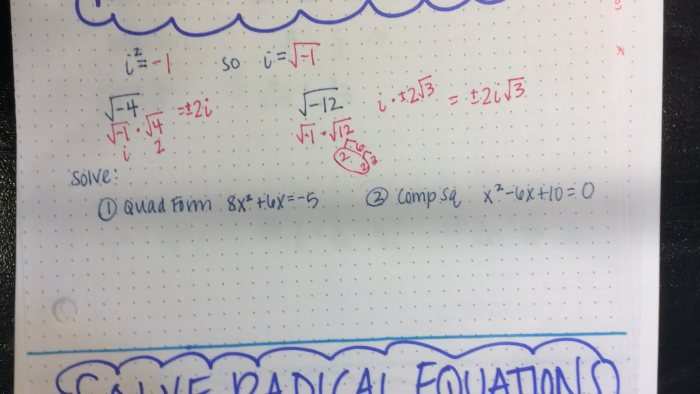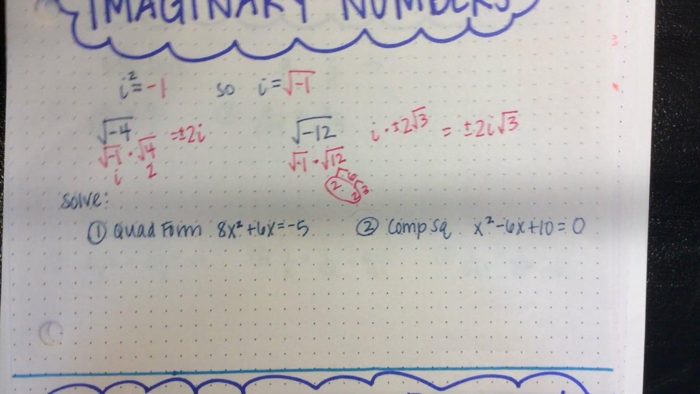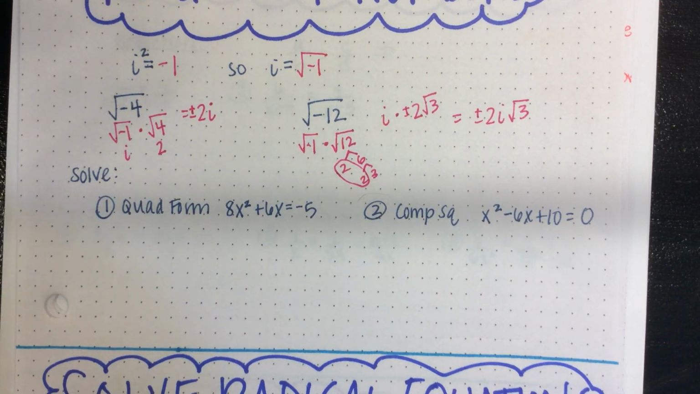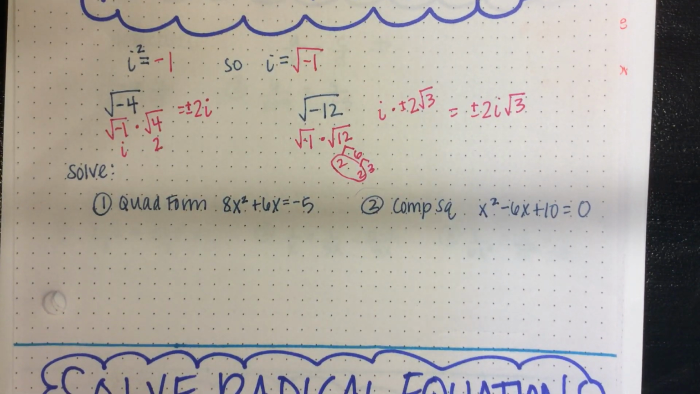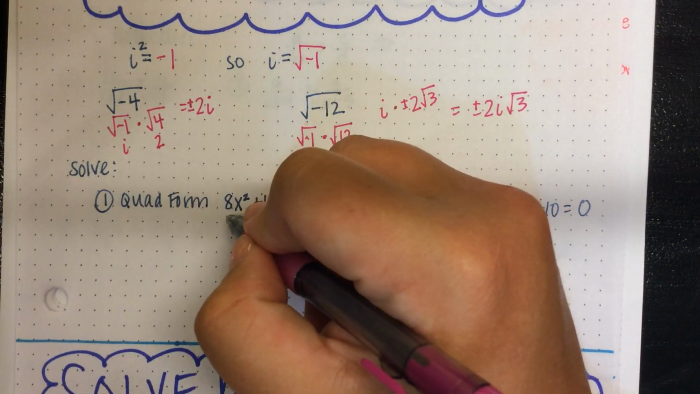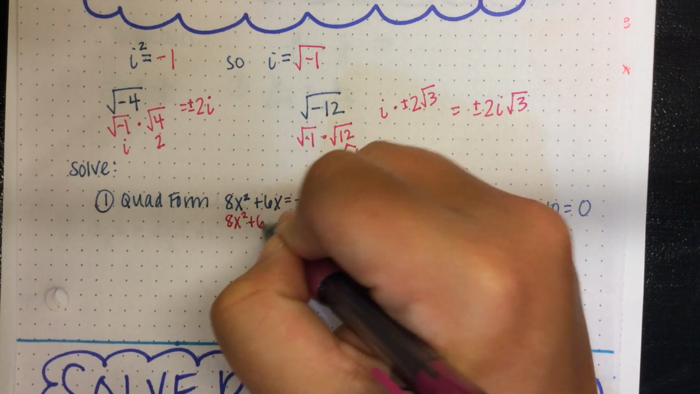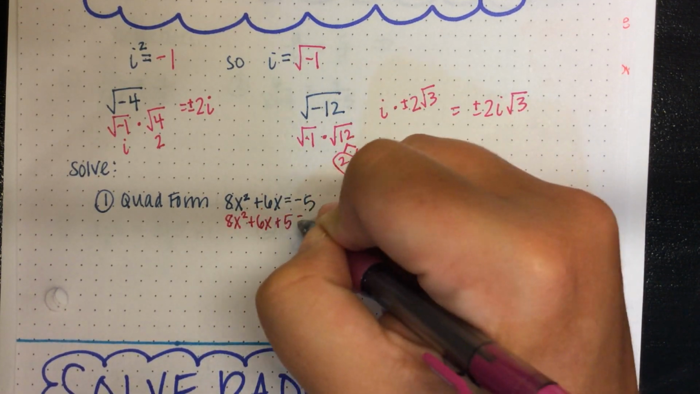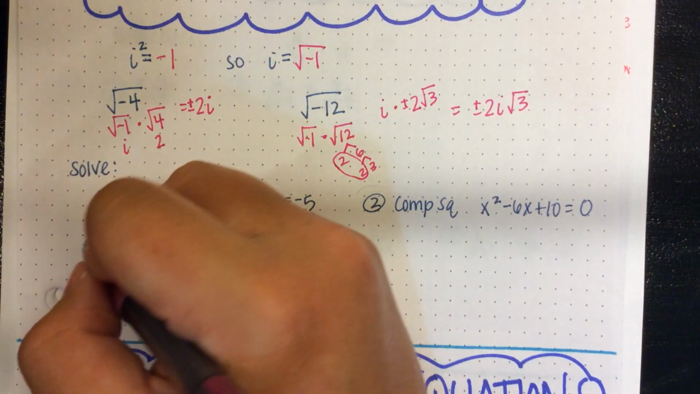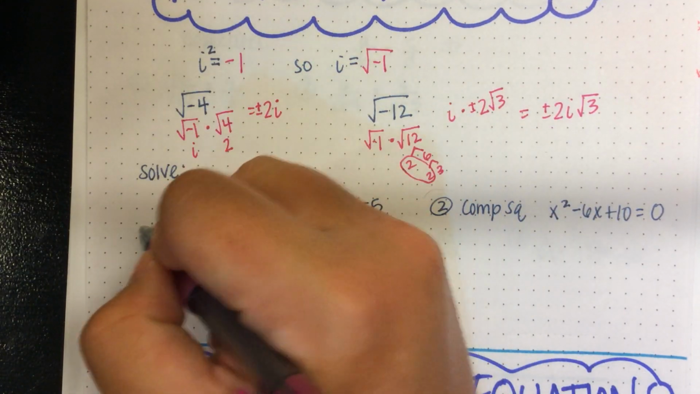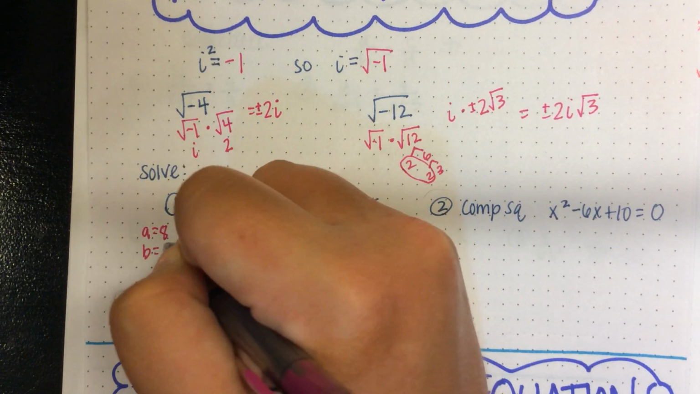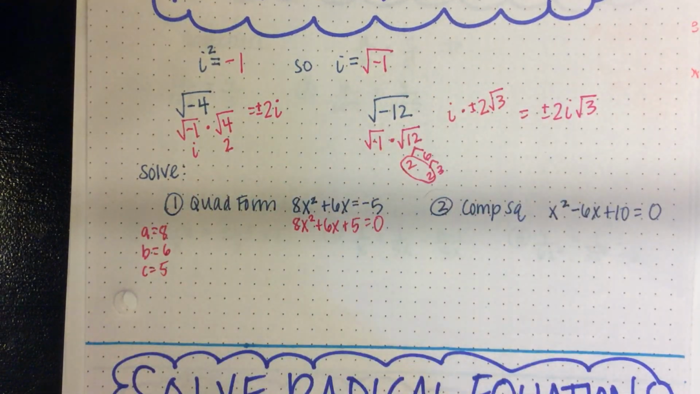Okay, so I have two examples we're going to do. We're going to solve quadratics like we did the last two videos. We're going to do one with the quadratic formula and one by completing the square, but these are going to have negatives under our square roots. So just like before, for the quadratic formula, I need it set equal to 0. So I'm going to start by adding 5 to both sides and moving it over. Then I've got to pick my a, b, and c. So I'm going to write them off to the side here. My a is 8, my b is 6, and my c is 5.